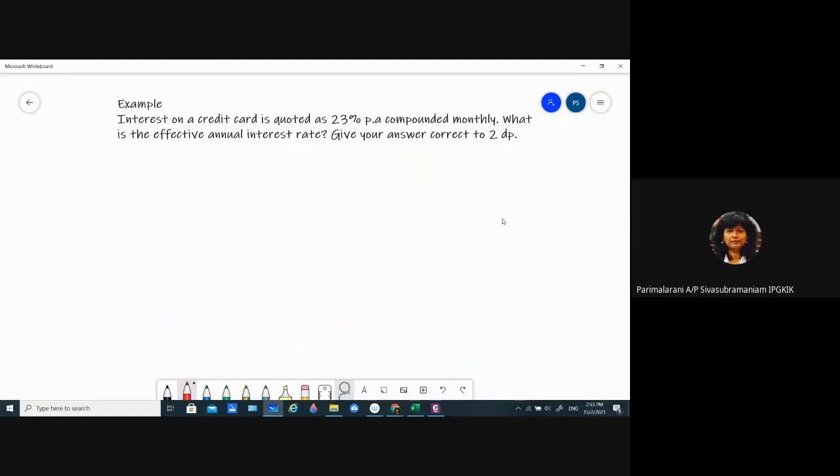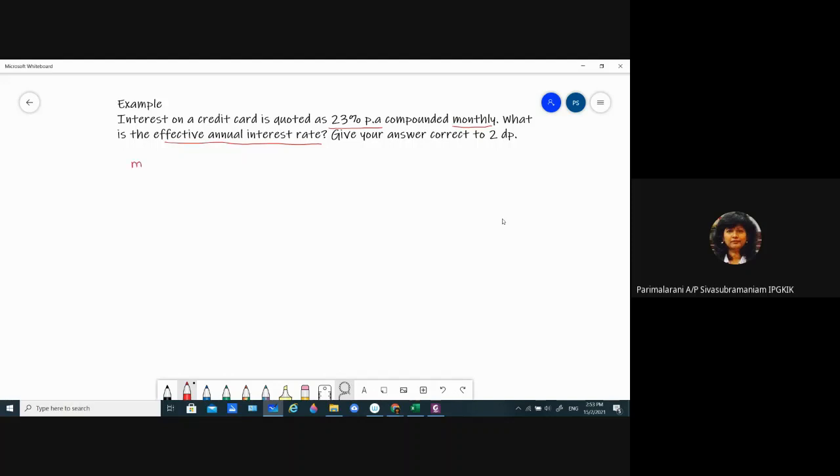Example: interest on a credit card is quoted as 23% per annum, so yearly, compounded monthly. What is the effective annual interest rate, also known as the effective rate? Give your answer correct to 2 decimal places. So from here, let's pick out the information that we know. What do we know from here?